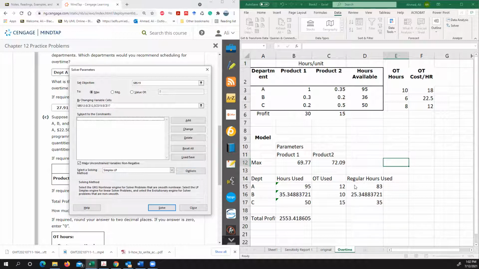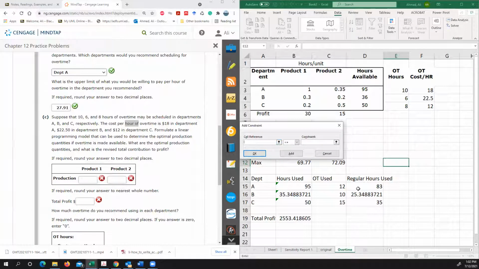Okay, so the first constraint I'm putting here is that regular hours used, because this has been kind of total hours, but these are the regular hours used. So I will say, okay, regular hours cannot go above the available hours. We have to put a constraint on them. So to add here, I will do these cells has to be less than equal to these cells.